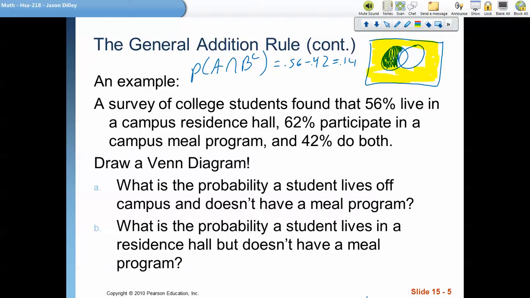Because that's this whole space and this whole outside space, so you have to figure out what that is. Well, the previous problem was P of A complement or B complement, so we could take this answer for that one. But yeah, that's what I'm saying. The formula is good, but it's not perfect.